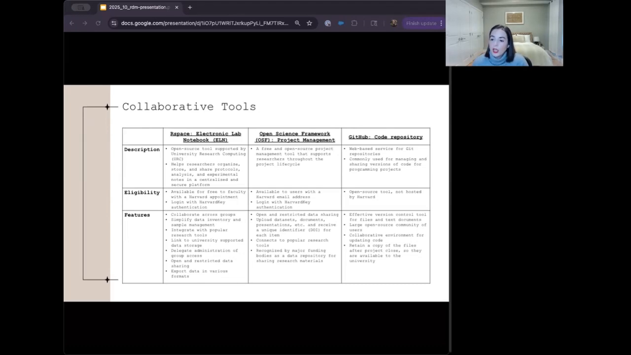They do support data management practices, review, and oversight. They enable group collaboration, and you can also manage inventories of samples and other equipment.